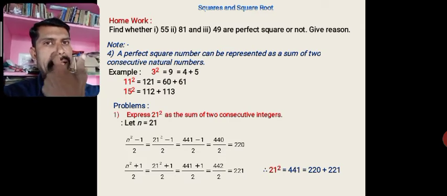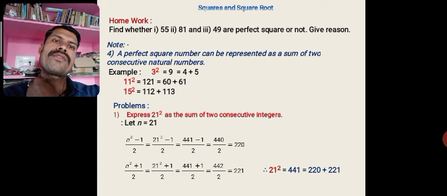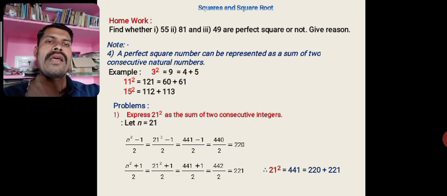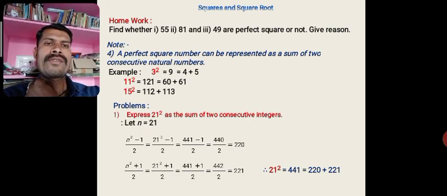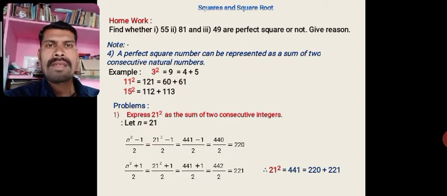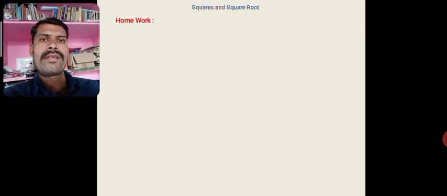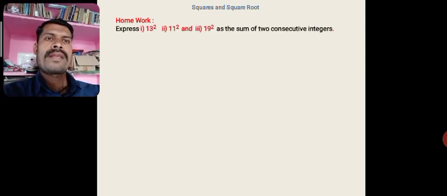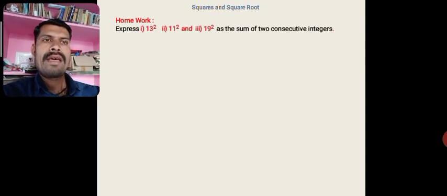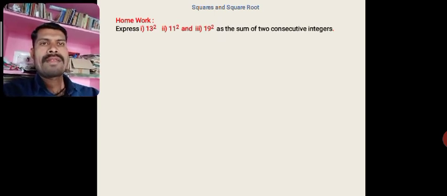To express any square number as the sum of two consecutive natural numbers or integers, we have to go for the (n square minus 1) by 2 and (n square plus 1) by 2 form. Then only we can calculate that. For this, take some examples, or say some homework for you: express 13 square, 11 square and 19 square as the sum of two consecutive integers by applying that previous rule.